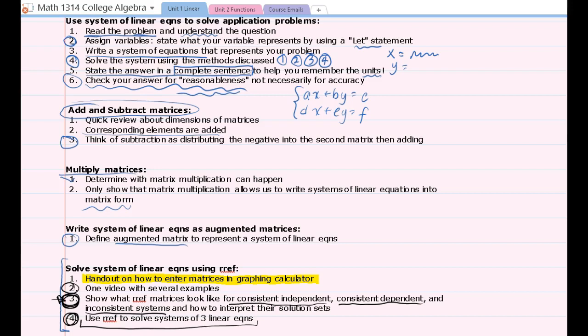So again, I just wanted to make sure that we've covered everything. Remember, for step number 4 here, you can use rref for any size of system of equations. So there should be an example of a 3-equation system. And that concludes this video.